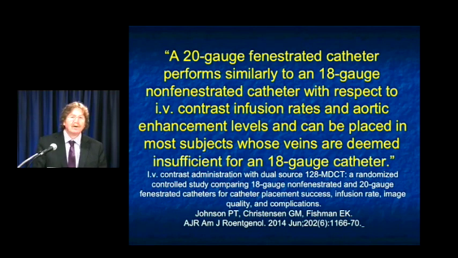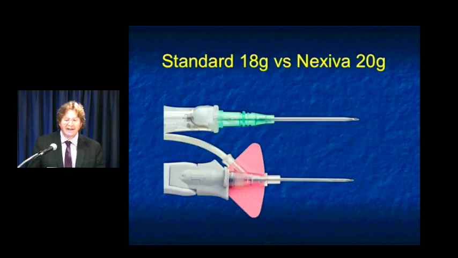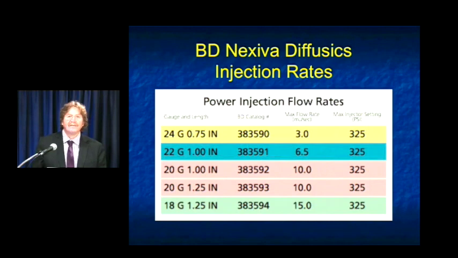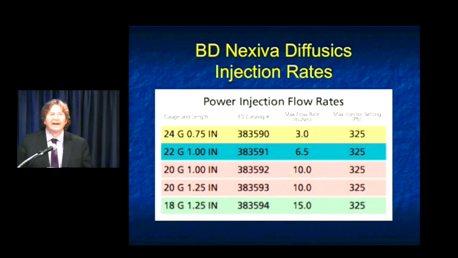And so what happened was you never need an 18 gauge. There's never a need for an 18 gauge needle, because when you look at these BD diffusics, look at the flow rates, okay? You can take a 20 gauge and get up to a 10 cc or 10 ml per second flow rate. Even at 22 gauge, you can get 6.5 cc. So it's indeed very impressive. And since we're injecting typically at 5, the 20 gauge is perfect. You can even use a 22, but we're using a 20 because it's easy to start.